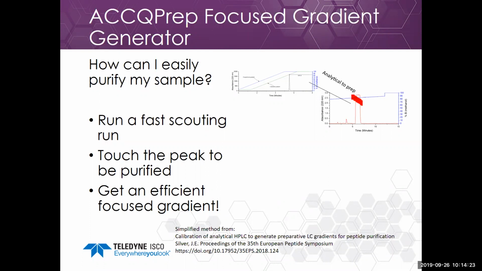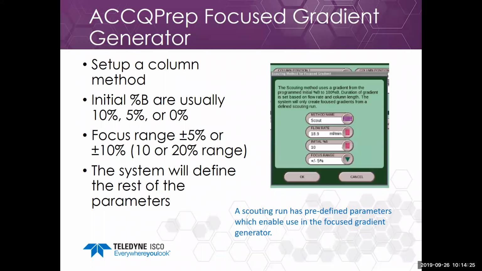So what you do is you set up a column method, and that's part of installing a column. On the AccuPrep, you tell it what size column you have, and it then calculates a flow rate that you can change. And using those parameters, you can then set up a scouting run. The initial percent B is usually 5, 10, or 0% B. I usually use a focus range of plus or minus 5%, which is very nearly isocratic.